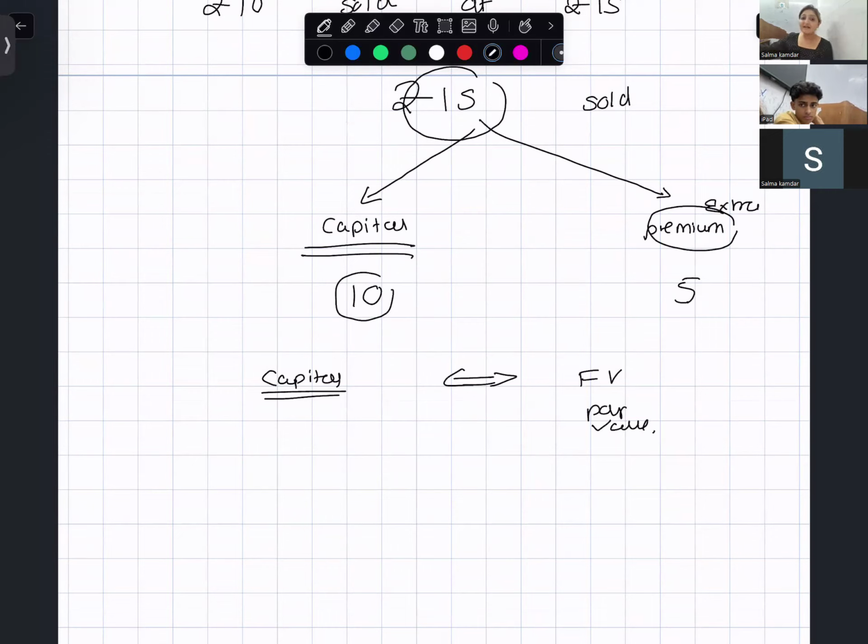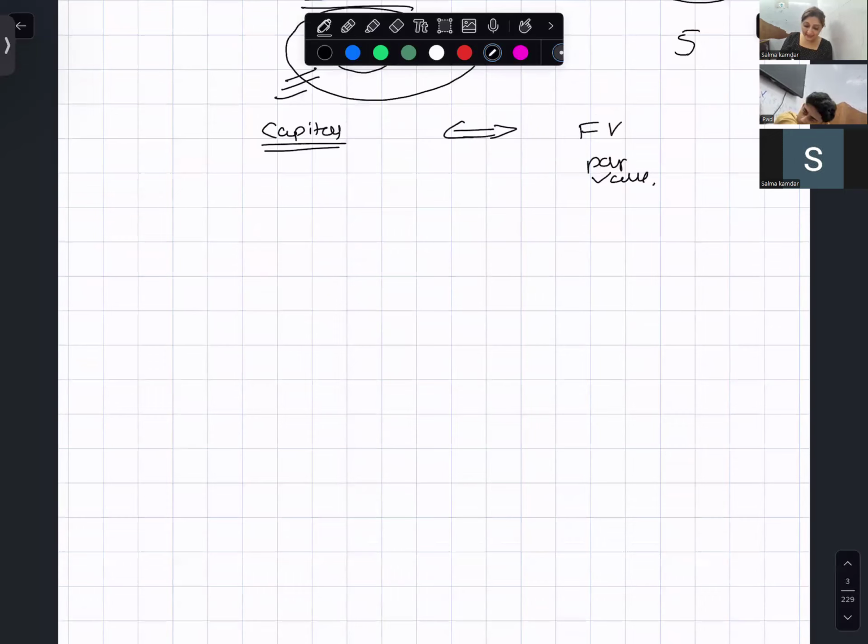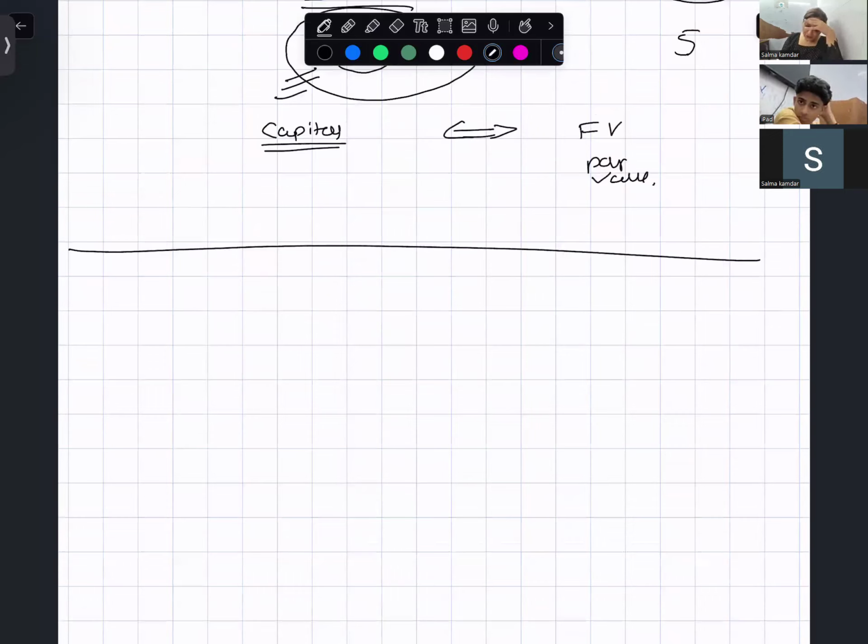Capital can never exceed the face value. If the face value is 10, capital will always be 10. This is the first thing. Okay. Now understand this concept. Shares is of rupees 10. I have sold it at premium and I have sold it at rupees 15. This is what we were doing. Are you with me? Shares versus rupees 10 and you have sold it at rupees 15.